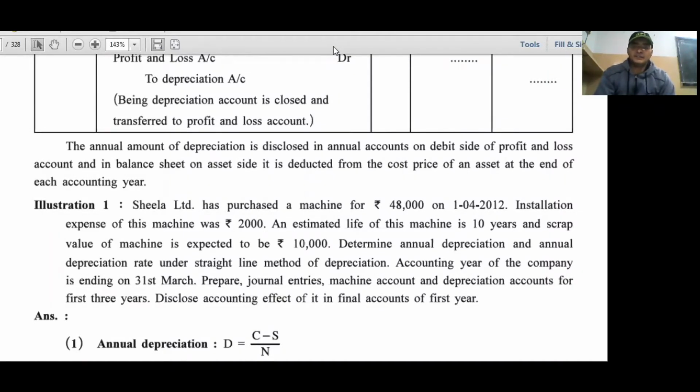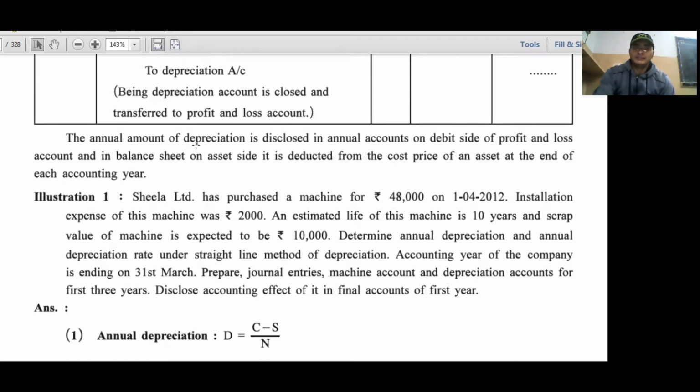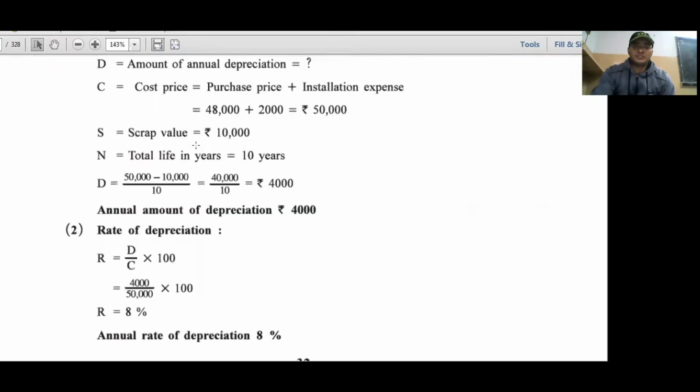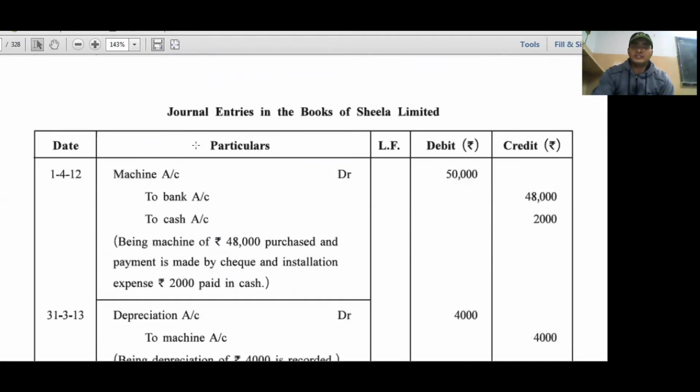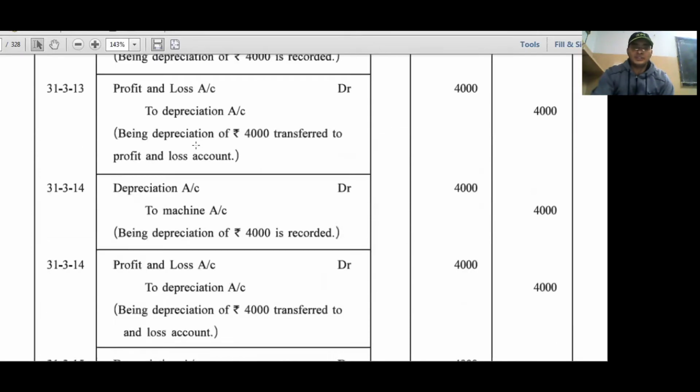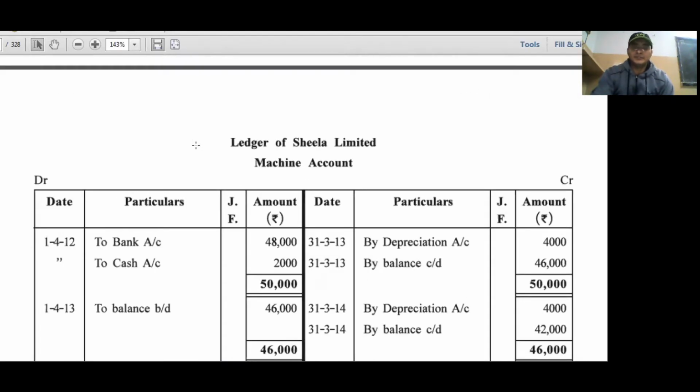Standard 11th, chapter is depreciation, where in last class we went through illustration number 1. We have already completed the theoretical part and this is the practical one where we find out the depreciation and rate of depreciation, then pass the necessary journal entries regarding purchase of machinery as well as depreciation on it. Then after this is the machine account that today I am going to start.